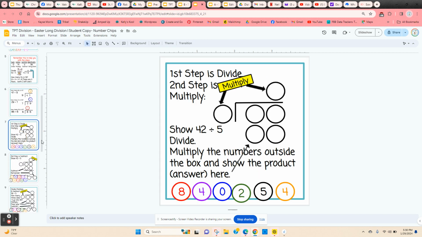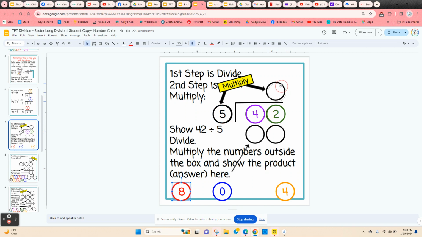The next step, they're going to add step 2, which is to multiply. So they already know where the numbers go. They've practiced doing that. So they're going to put 42 divided by 5. And then 5 goes into 42 8 times. So they've only got 3 choices left. Then they're going to multiply the numbers outside the box. So 8 times 5 is 40. So that's just the first 2 steps: divide and then multiply.